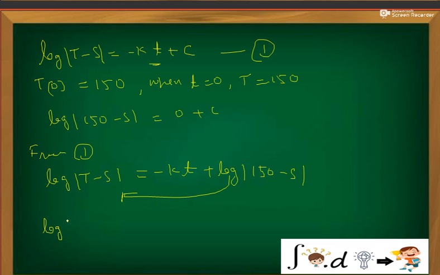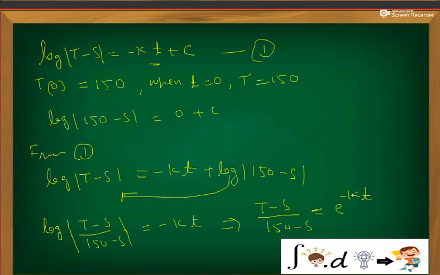It becomes log of mod T minus S upon 150 minus S is equal to minus Kt. And now when we remove this log, this implies T minus S upon 150 minus S is equal to e raised to the power minus Kt, which is the required solution of the differential equation.